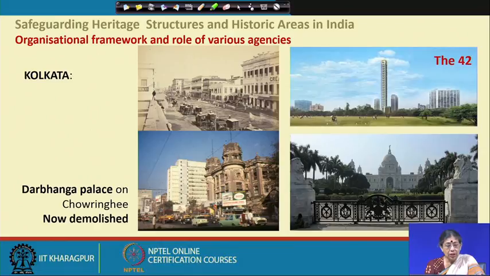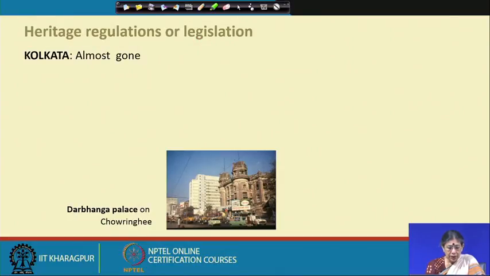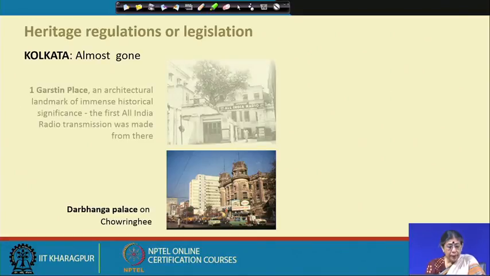Not only for this structure, but there are many other places of Calcutta which have heritage resources. So, let us see what has happened. Now, Darbhanga Palace is not there, as I said, because at that time the listing was not in place.